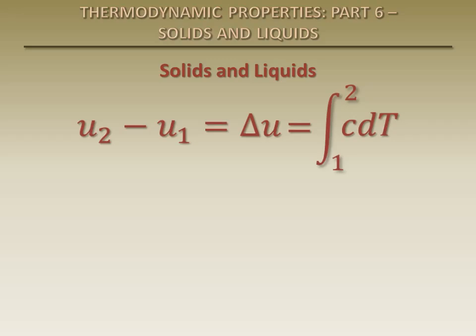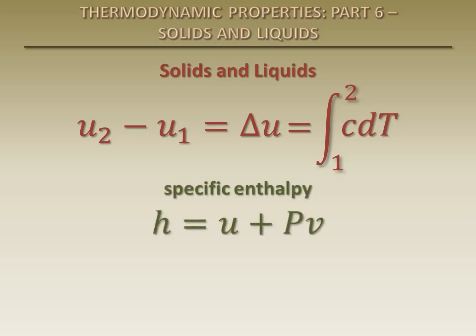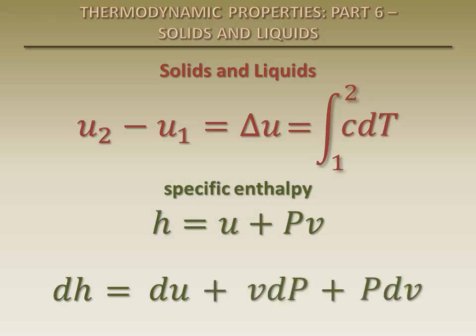Recall that the definition of the specific enthalpy is the specific internal energy plus the product of the specific volume and the pressure. We can differentiate this equation to find the change in specific enthalpy. We use the product rule on the PV term. For incompressible substances, the change in the specific volume dV is 0, so the last term in this equation goes away.